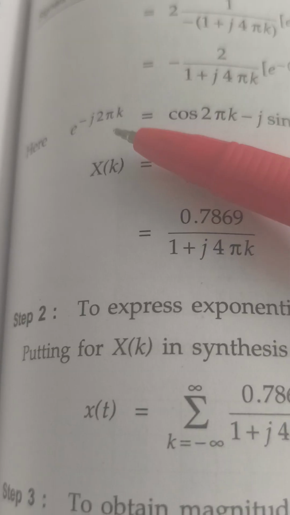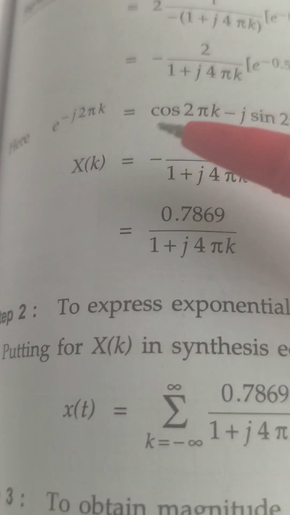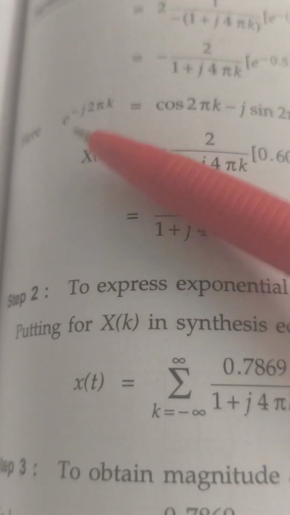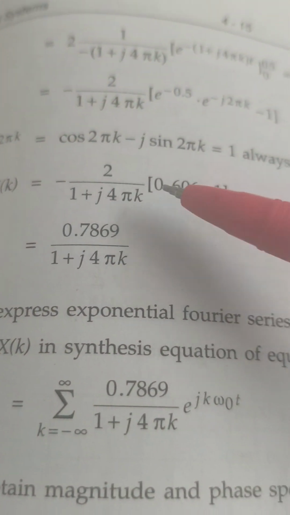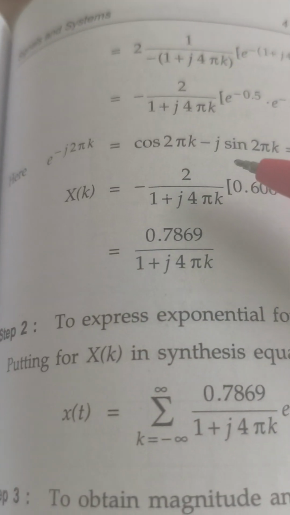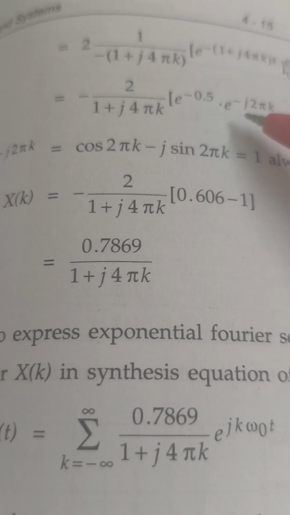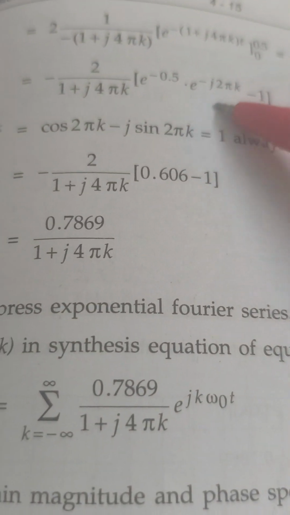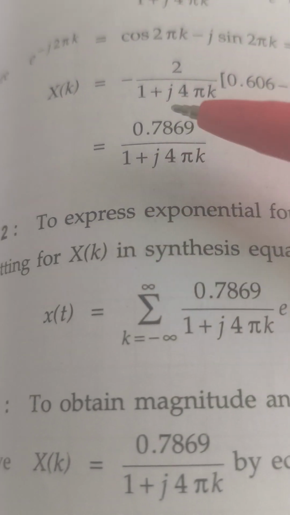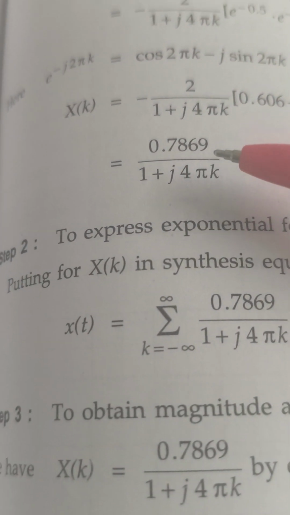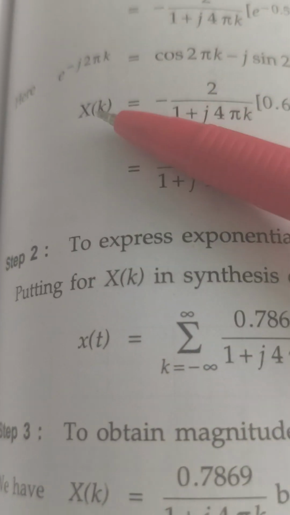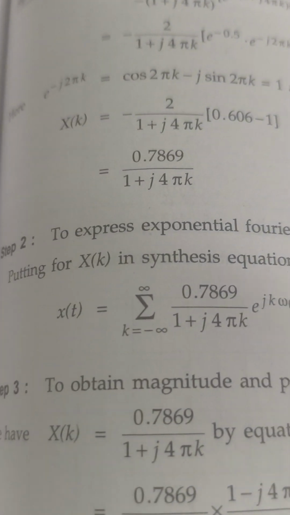Here e raised to minus j 2 pi k is there, and we can write it using a formula as cos 2 pi k minus j sin 2 pi k, which equals 1 always. Hence substitute this value in this equation, and we will get X of k equal to 0.7869 divided by 1 plus j 4 pi k. This is the Fourier series of the signal x of t.